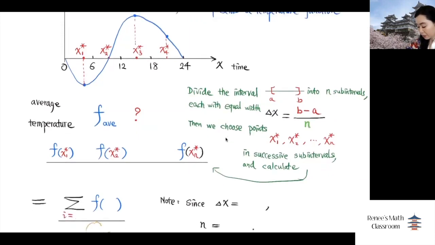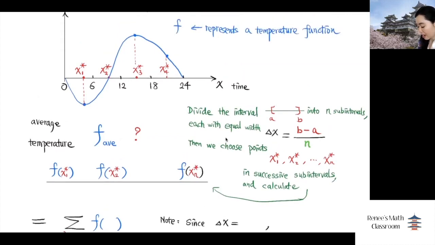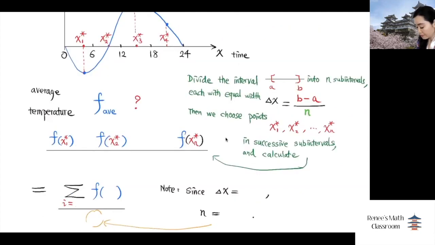Okay, and then we choose sample points, x1 star, x2 star. Don't be intimidated by the symbol. The star here basically just means it's an arbitrary point in this subinterval. So x1 star is an arbitrary point in the first subinterval. x2 star is an arbitrary x in the second subinterval, etc. And then we can calculate.